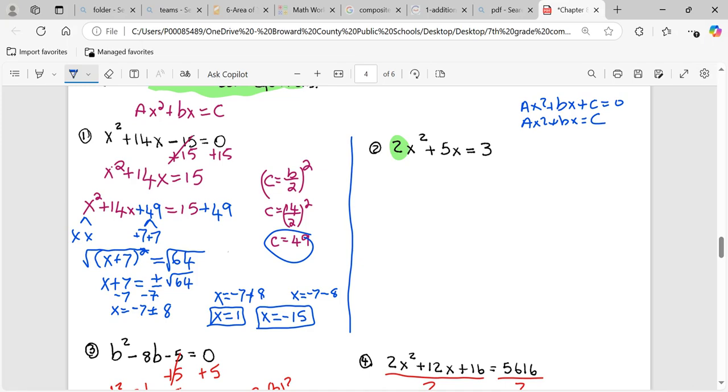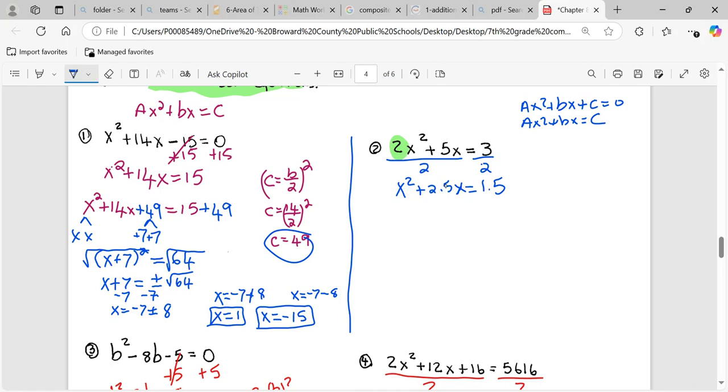So then I need to divide both sides by 2 first. 2 divided by 2 is 1, so we have x squared plus 5 divided by 2, which is 2.5x, and it's equal to 3 divided by 2, which is 1.5. Miss Reed, there's a lot of decimals. That's okay.